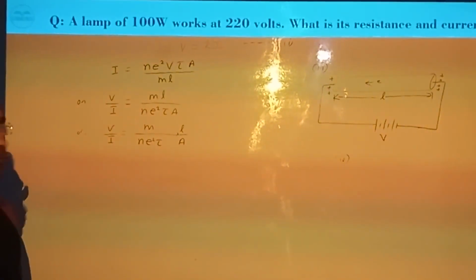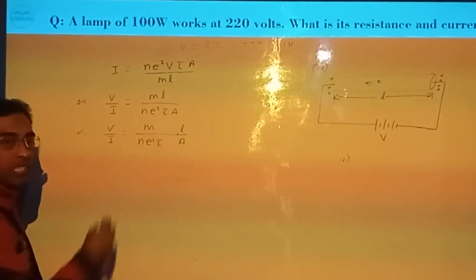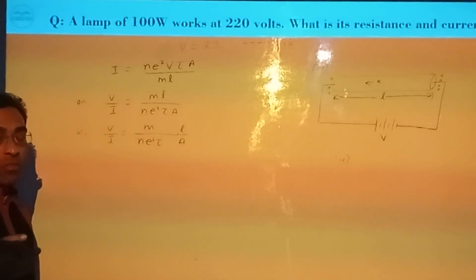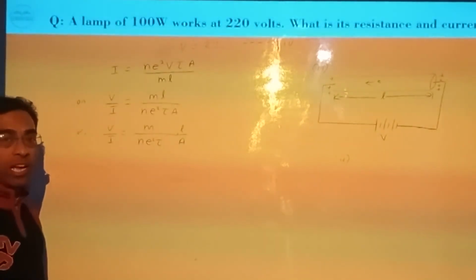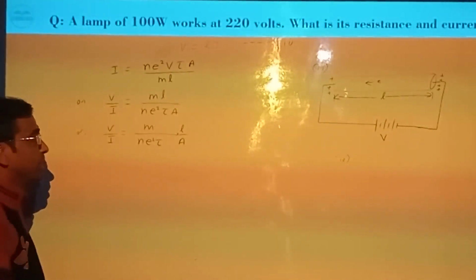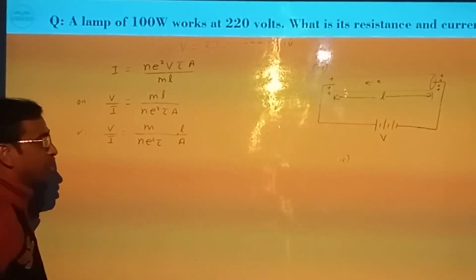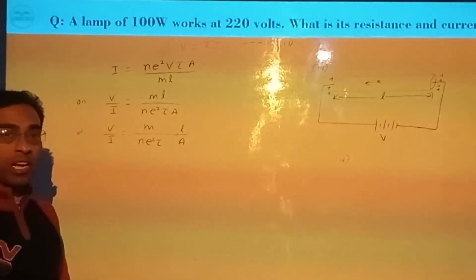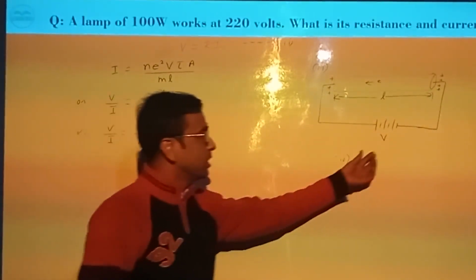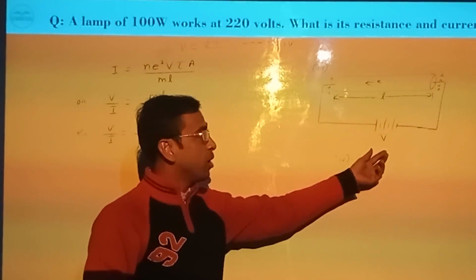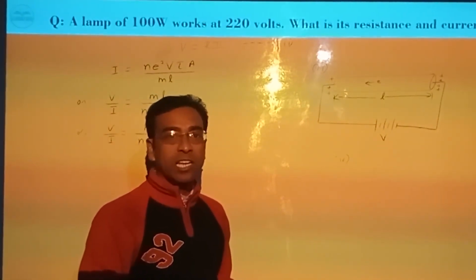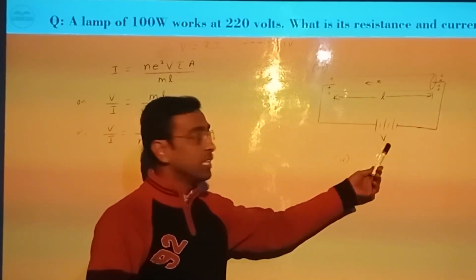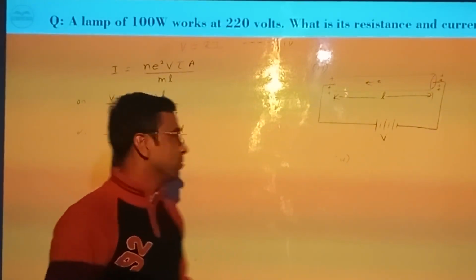We got the relation for V upon I, and here m is the mass of the electron, which is taken as a constant because the mass of the electron cannot be changed. The number of electrons passing through the conductor due to the source also cannot be changed, because the potential difference is the same for the conductor.